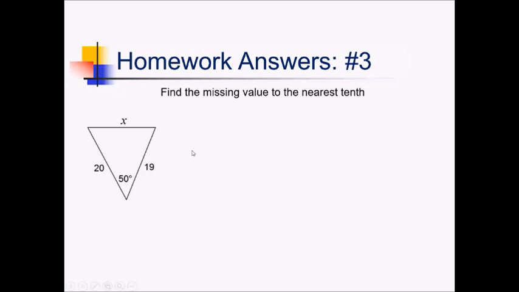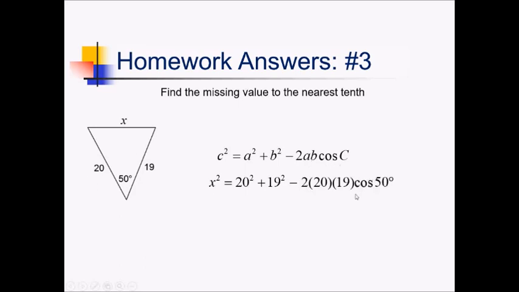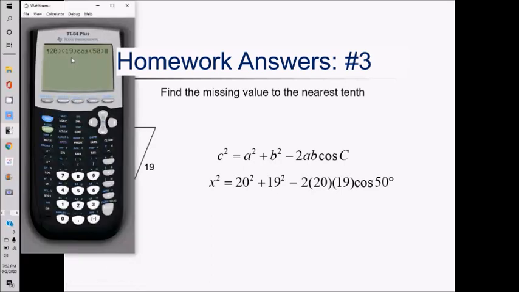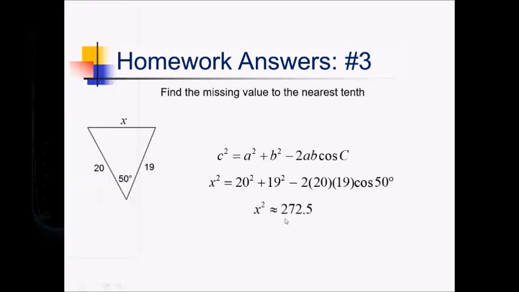So I'll use the one that says c squared equals a squared plus b squared minus 2ab cosine of c. So we've got then x squared equals our two sides here, 20 squared plus 19 squared minus 20 times 19 times 2. And then we have a cosine of 50 also getting thrown in there. So let me simplify that right side with my calculator. So all of that stuff down there comes out to about 272.5, or at least that's what x squared is.